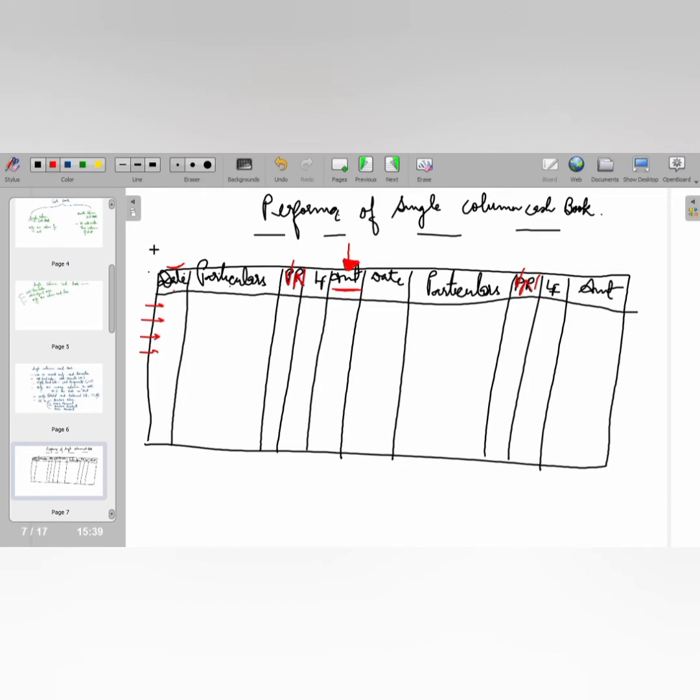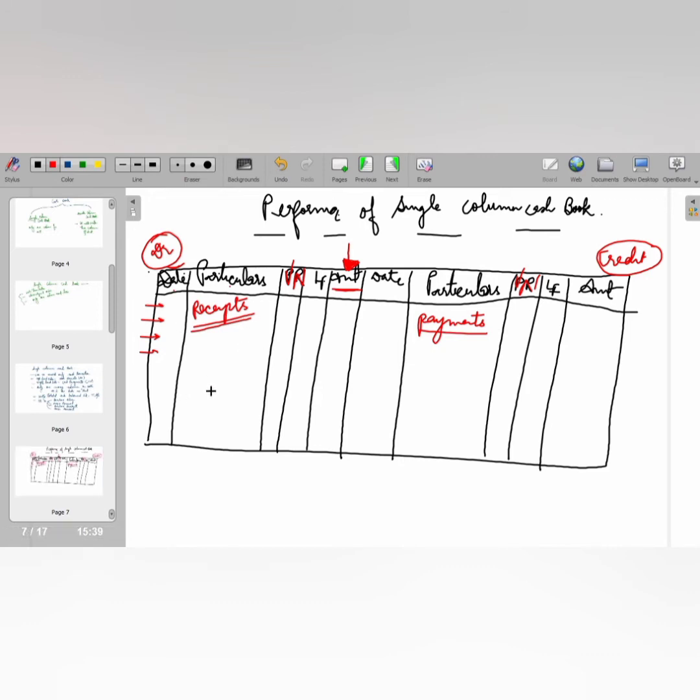So this is the debit side as usual, this is the credit side as usual. Fine, we record all the receipts on the debit side, and all the payments are recorded on the credit side.